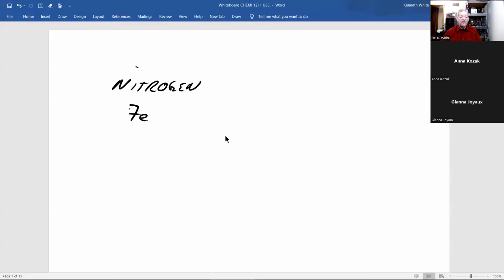Now, I don't have to look at the table. The first shell is 1. The first subshell, there's only one subshell in 1, is 2. The maximum number of electrons I can put in an s subshell is 2. Well, I got 5 more to go. There's only one subshell in 1.